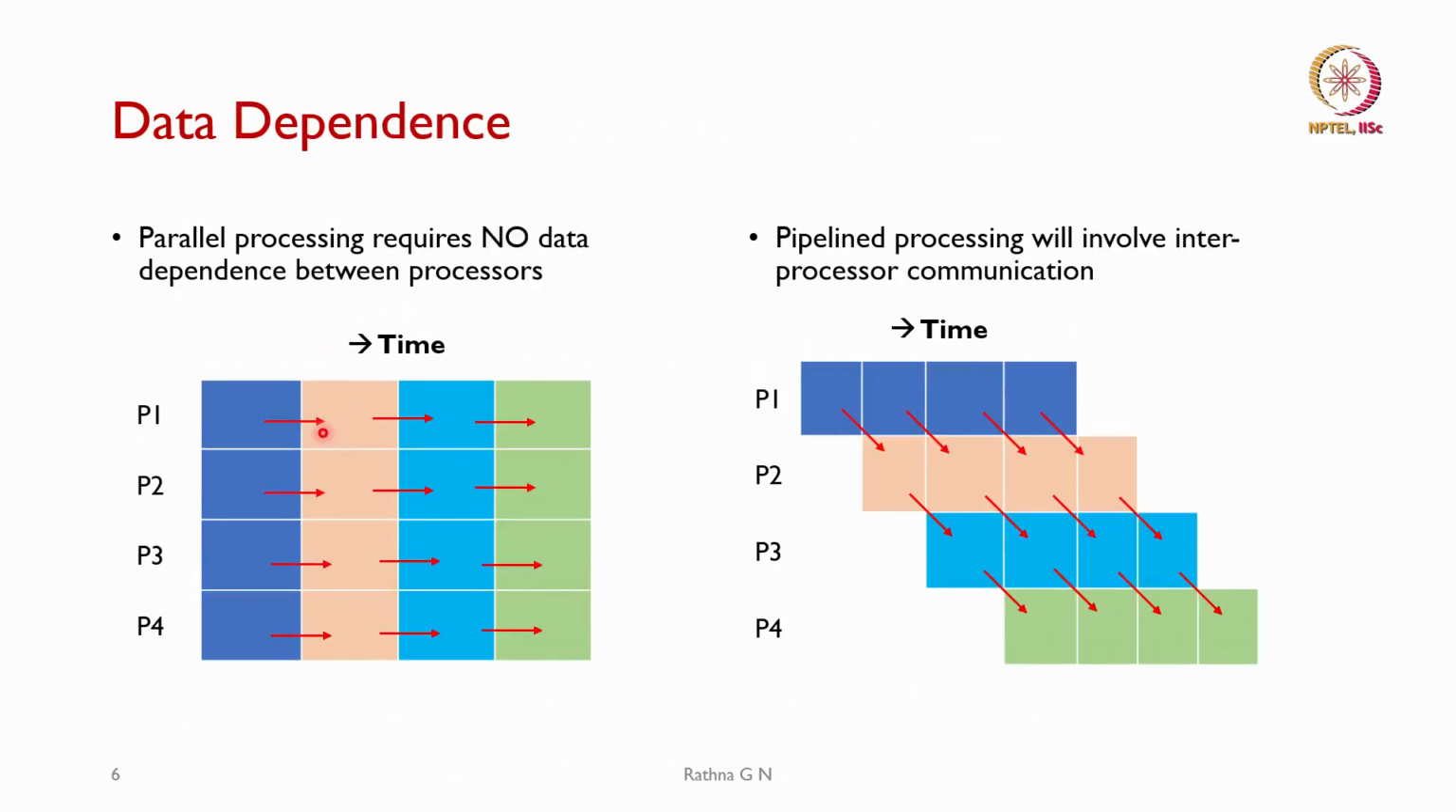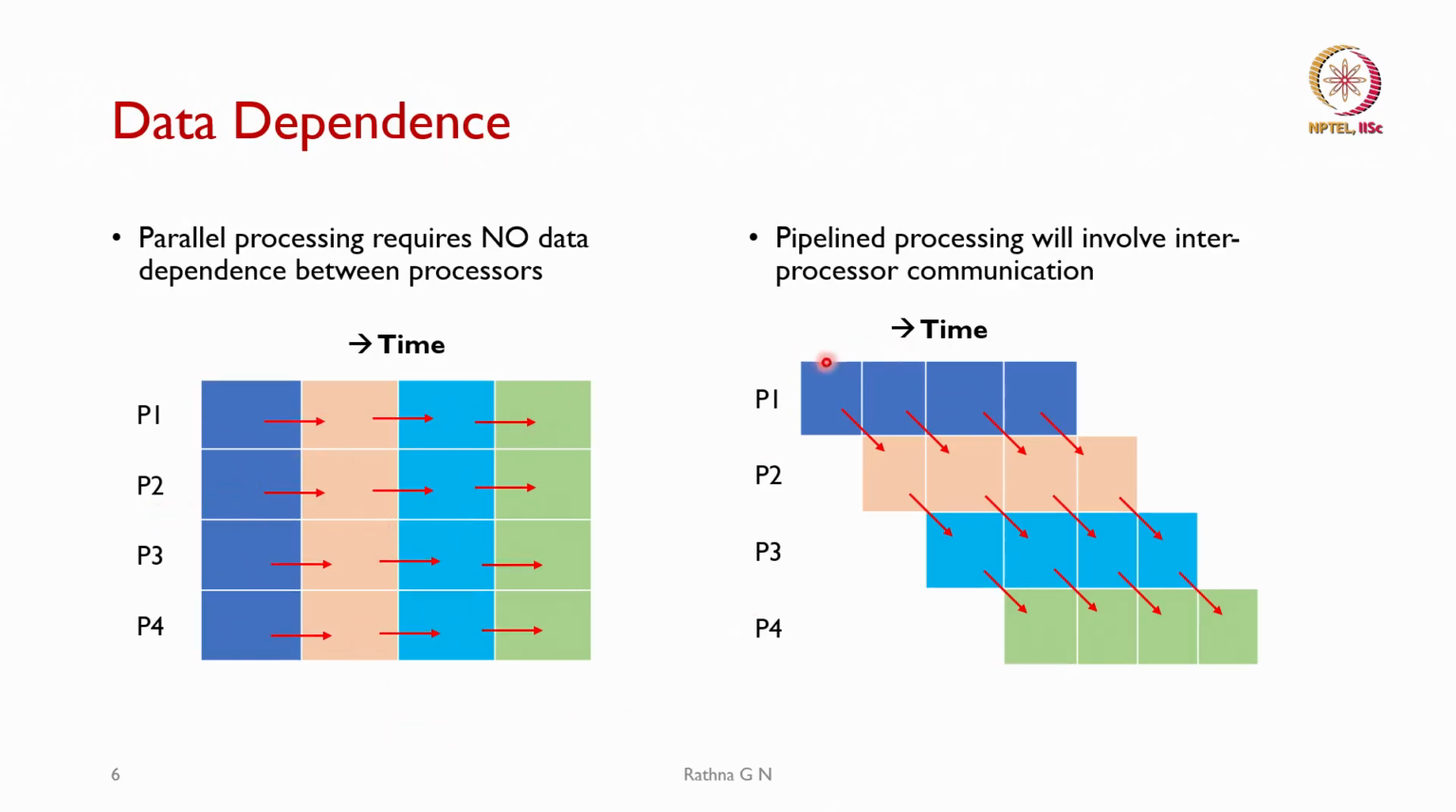So, when we say that there is data dependence, we say that parallel processing requires no data dependence between the processors; then only they can run in parallel. As you are seeing, the data flow in the P1 processor is going to go in a horizontal way, and the same thing with respect to the rest of the processors.